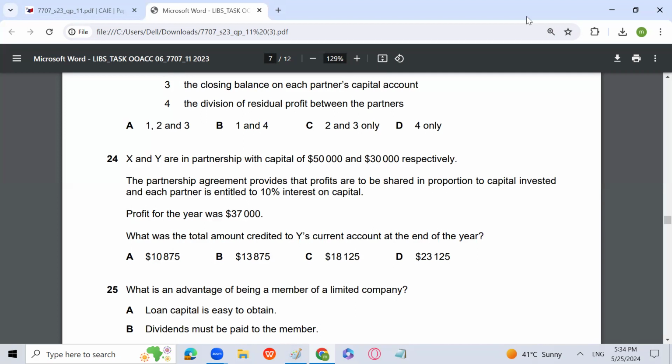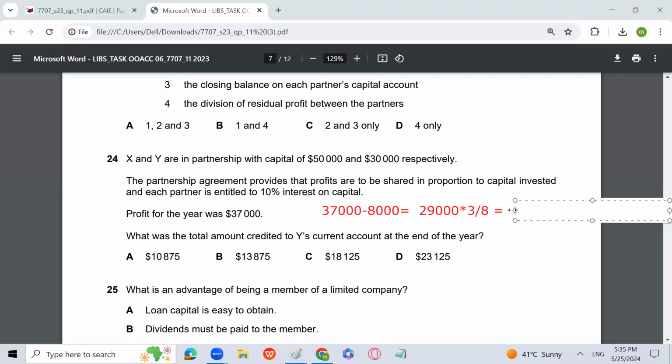Let me calculate it because this is a little technical. From 37,000, you have to subtract interest on capital first. 10% of 50,000 is 5,000, and 10% of 30,000 is 3,000. So 8,000 is the interest on capital, minus, so 29,000 is the profit. And for Y, the profit share is 3 by 8, because their profit sharing ratio is 5:3. So Y's share is 3 by 8.